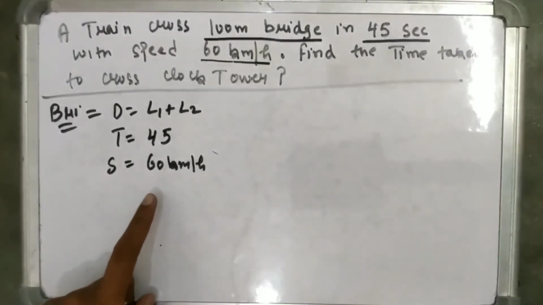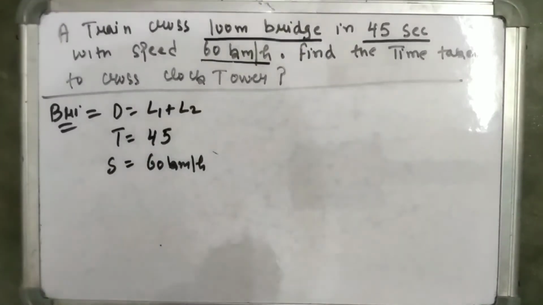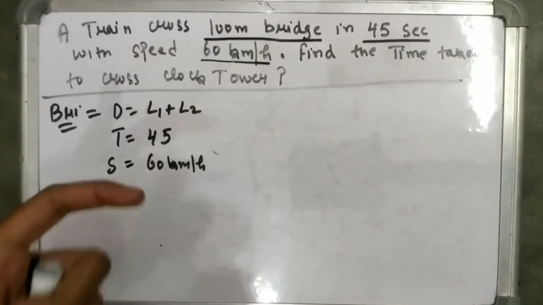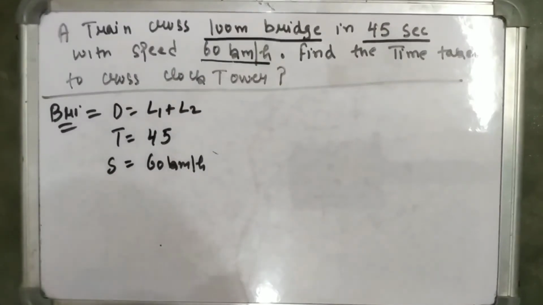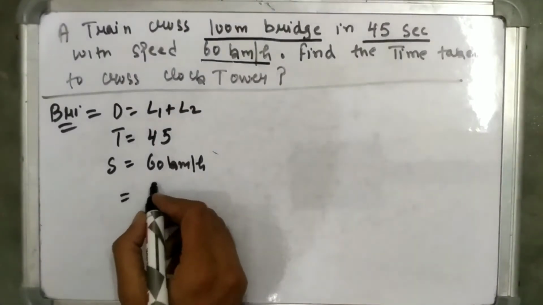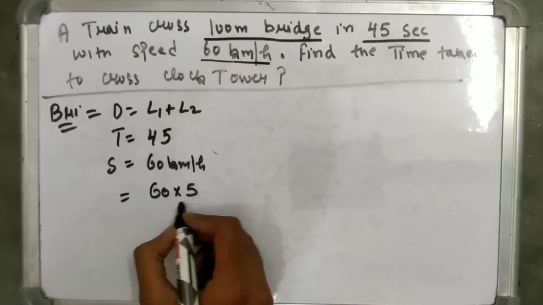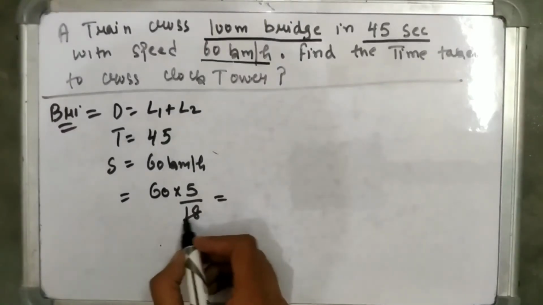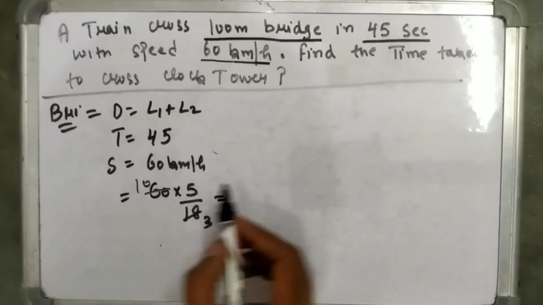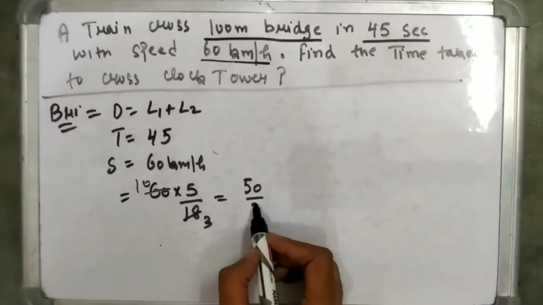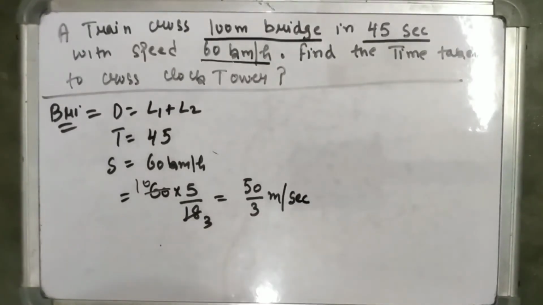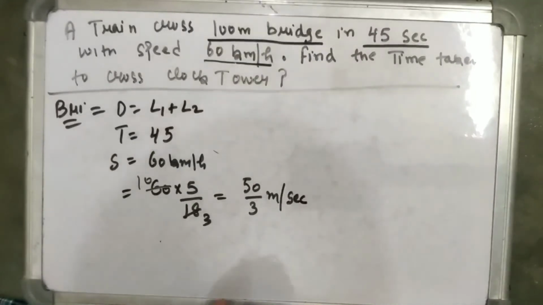Now 60 kilometer per hour, first of all you have to convert this into meter per second. How do you convert this? As I told you, multiply by 5 by 18. When you solve it, you will get 50 upon 3 meter per second.